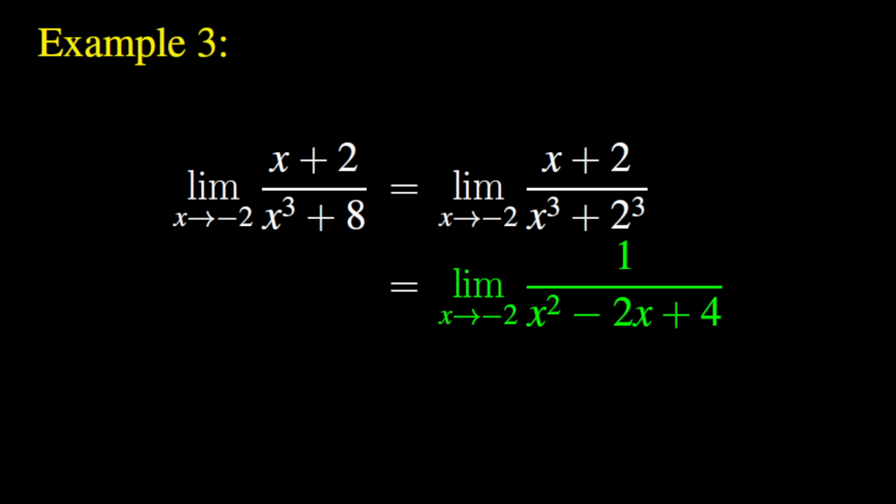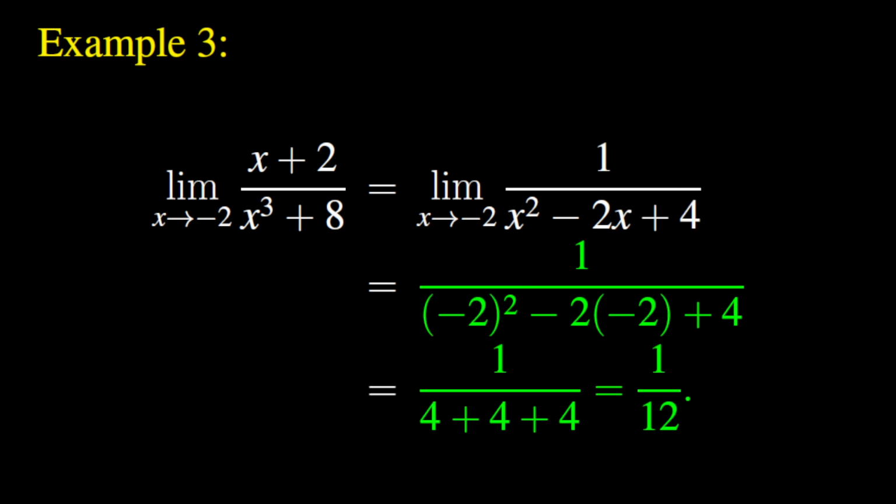We can now plug in negative 2 in the new expression. When we do so, we find out that the limit is 1 over negative 2 squared minus 2 times negative 2 plus 4, which is equal to the fraction 1, divided by 4 plus 4 plus 4. Finally, we see that the limit is 1 over 12.